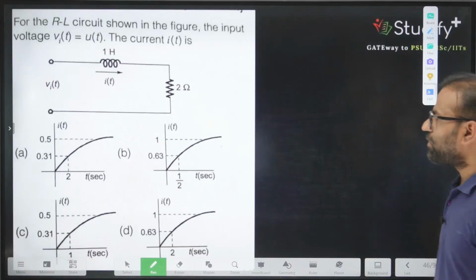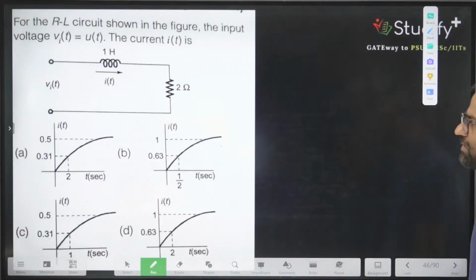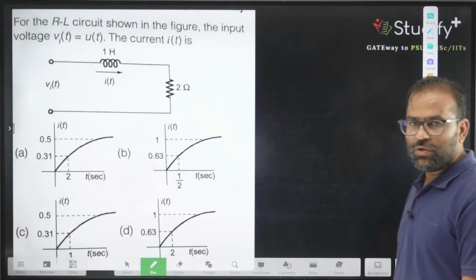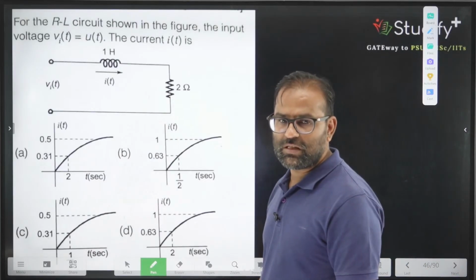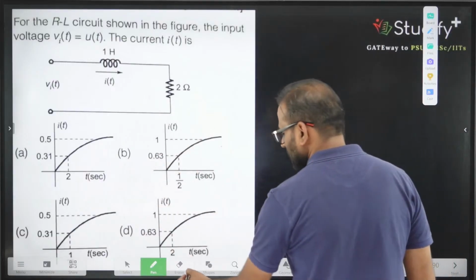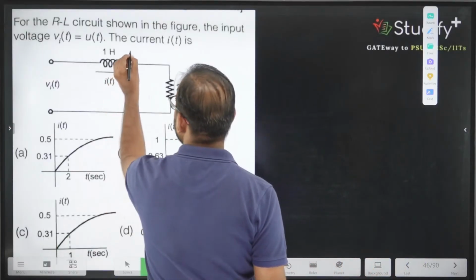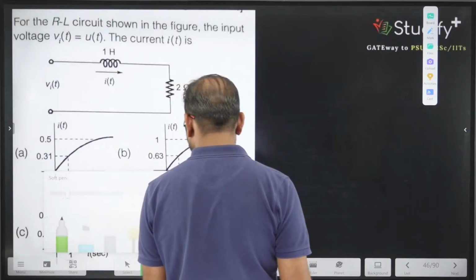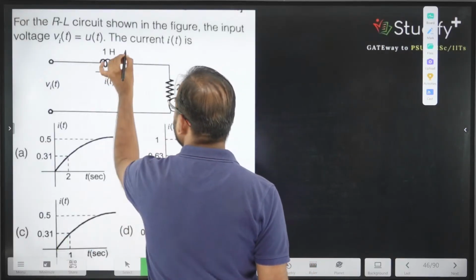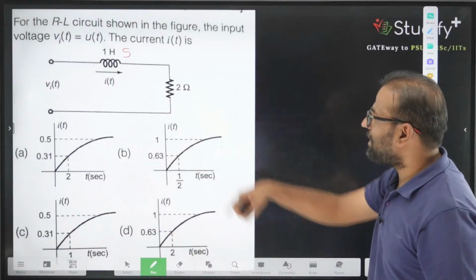Okay, next question. For an RL circuit shown in the figure, the input voltage is v_i(t) equal to u(t). They are asking for the unit step response, and which waveform is correct? I think it is a very simple question. Let's take the Laplace transform of this circuit. This value will be L into S, so this value will be S, this value will be 2. And what is the current? Current is 1 by S.